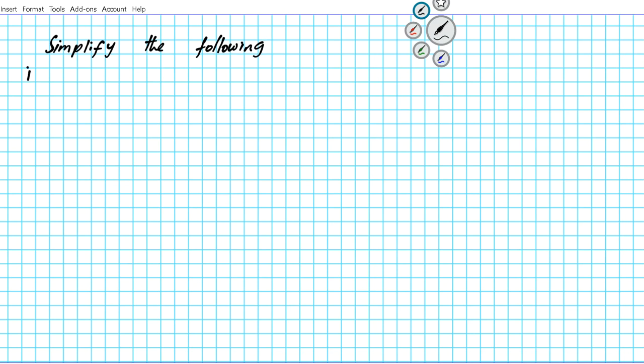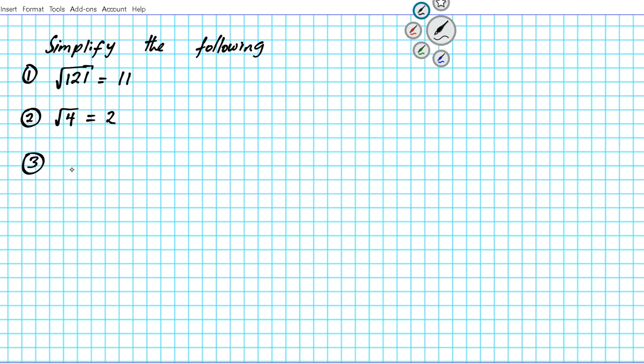For question number 1, let's say we have to simplify the square root of 121. This is a perfect square. The square root of 121 is 11 because 11 square is 121. Number 2, what is the square root of 4? Well, since 2 square is 4, the square root of 4 is going to be 2.